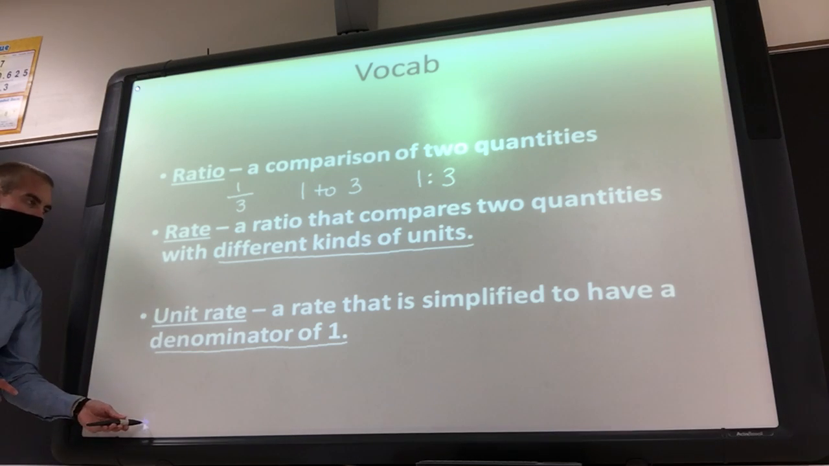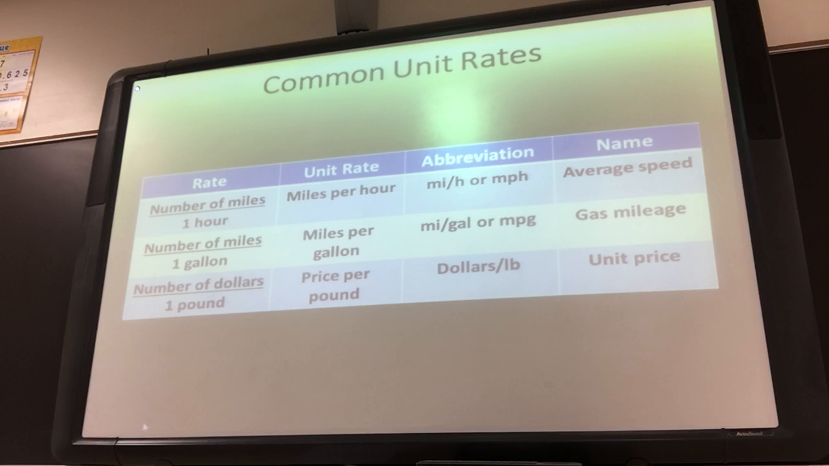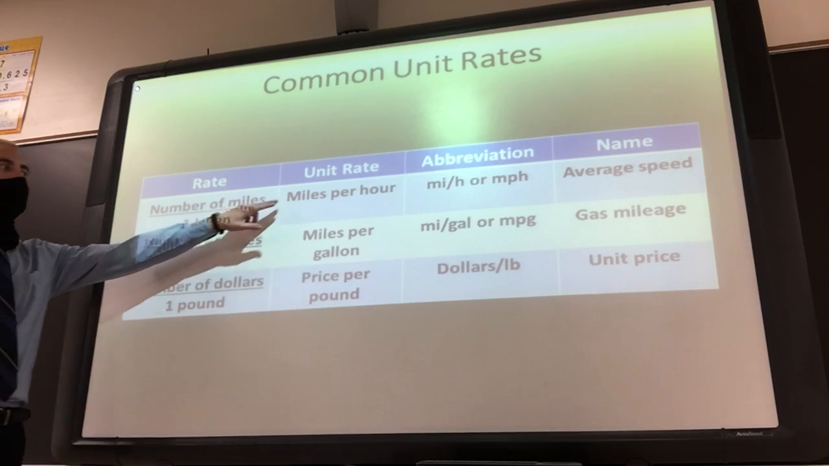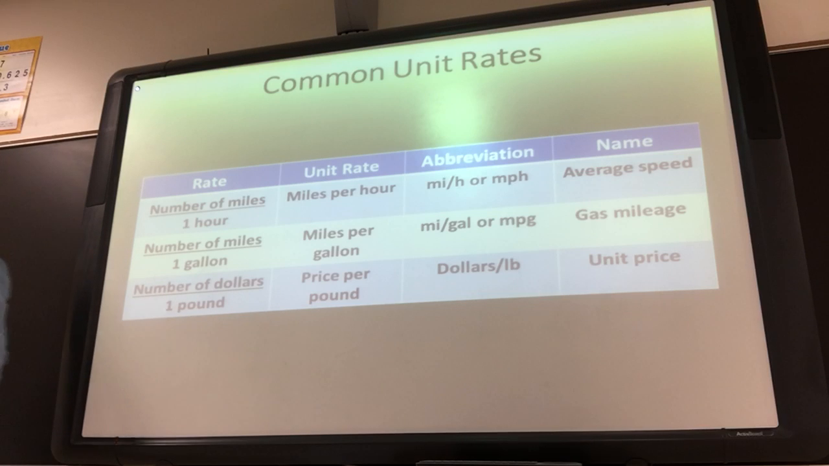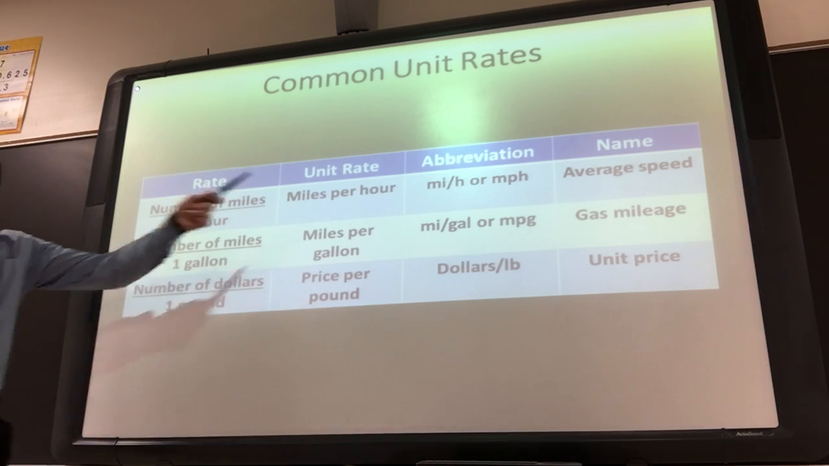So unit rates, first of all, have to have 2 different units. And here are 3 very common unit rates. So the number of miles over 1 hour. Notice that all of these have a 1 as the denominator, because that's what makes them a unit rate. So the number of miles every hour, the unit rate that we call that is miles per hour. Common one that we know. Miles per hour. And so there's two ways that we can abbreviate that.